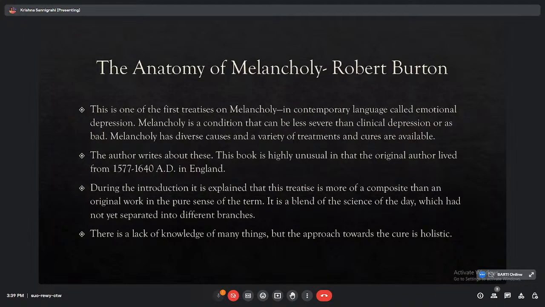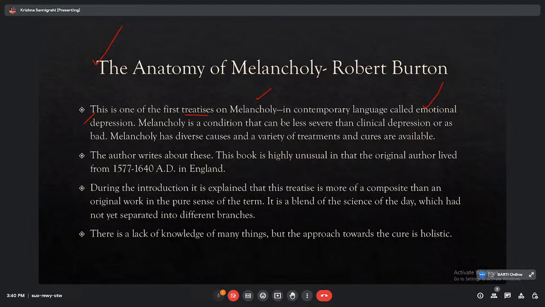Now we move on to the next writer whom we are going to read, Robert Burton, and his work, The Anatomy of Melancholy. This is one of the first treatises on melancholy. It is basically a write-up on the topic of melancholy, in contemporary language called emotional depression.